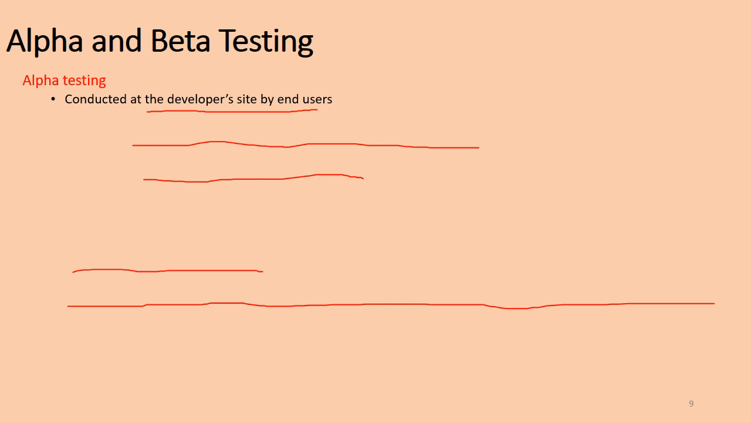So the customer will also perform some testing, and when the testing is successful at both ends, from the developer side and at the customer side, then only you will give it to the end user, you will open it for other people. Otherwise you will not open it. So alpha and beta testing are associated with that only. Alpha testing is conducted at the developer side by the end user.